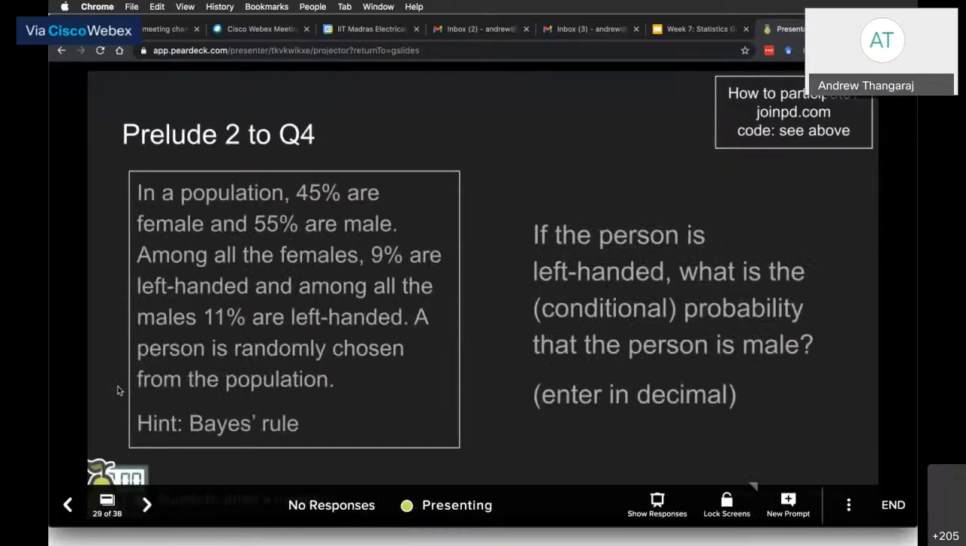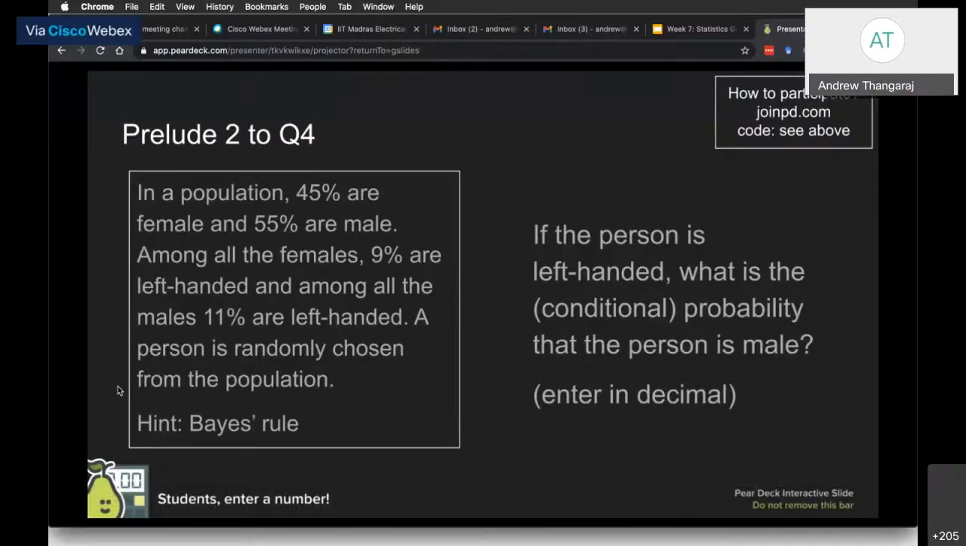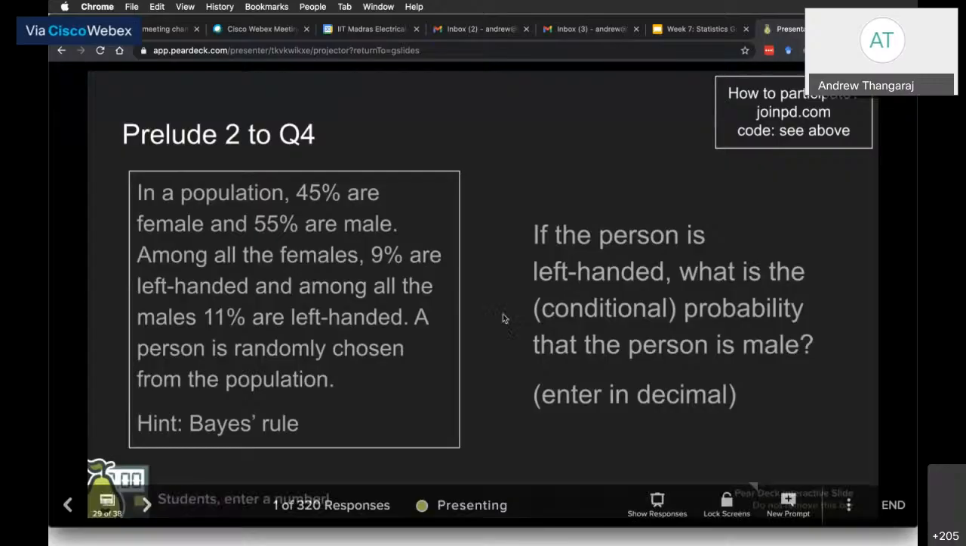Okay, so this is something called Bayes rule. Bayes' rule is again a new rule. It's a very simple rule, but it's very commonly misused, and it's also very well used by a lot of people. So prelude 2 question 4 uses Bayes rule. That's the hint, and here I've put the conditional probability also, right? So what's the conditional probability that the person is male, and I put that in brackets to be very precise.